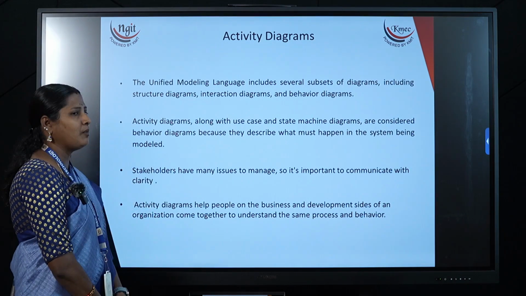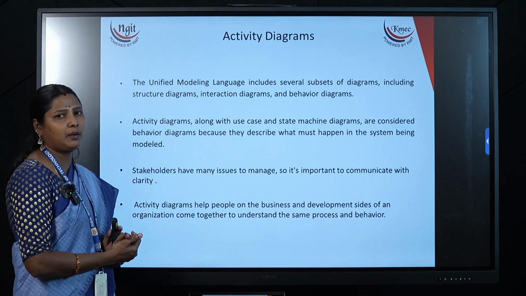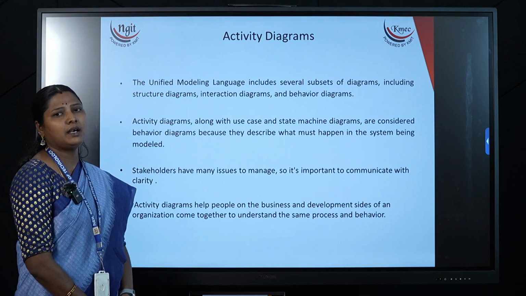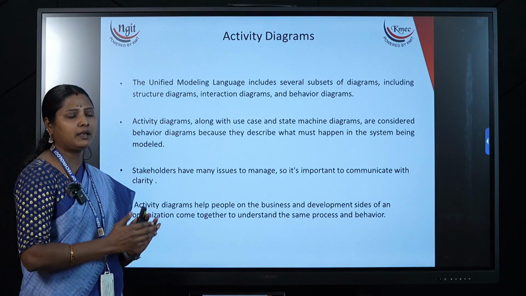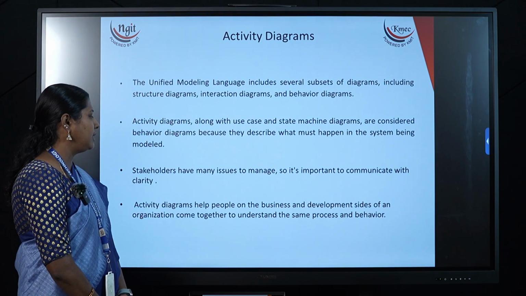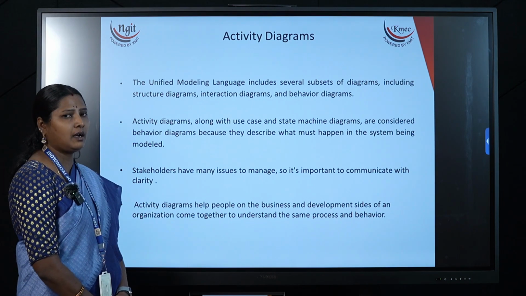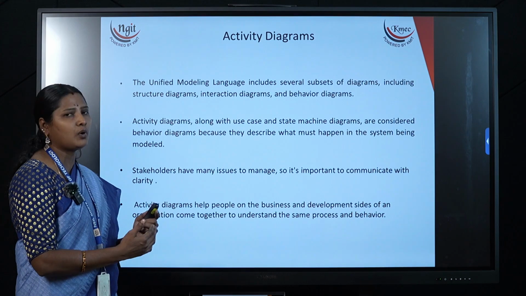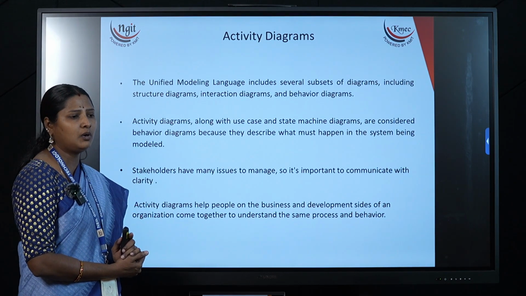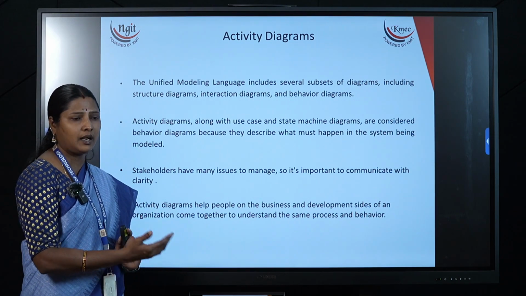The stakeholders have many issues to manage, so it's important to communicate with them with clarity and clear information. This kind of activity diagram is much more helpful in helping the stakeholder and end user understand. This activity diagram helps the people on the business and the development side of an organization come together in understanding the same process and behavior.